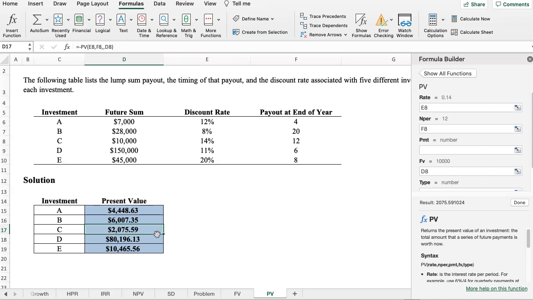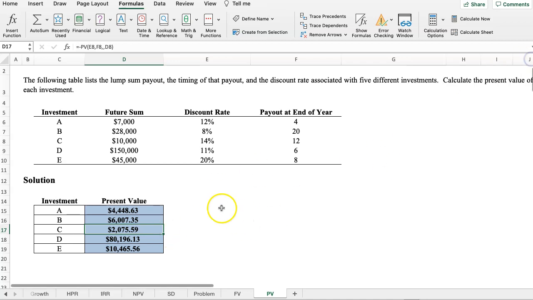It likes to always display present values as a negative because it's a cash outflow. But really, it isn't negative. This is the actual present value. So if this is the future value of this investment, this is what it's worth today. So I wouldn't pay anything more than $4,448 for this investment because that's what it's worth in today's dollars.